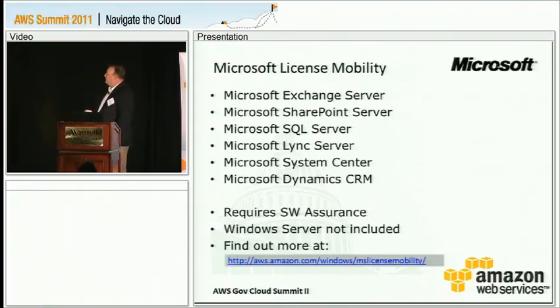In terms of licensing for the infrastructure, we have operating system licensing, and we have what's called Microsoft License Mobility. This is the idea of being able to take your existing enterprise agreement with software assurance and bring your own license to the cloud. This is something that we've worked out for Microsoft Exchange Server, SharePoint, SQL Server, so most of the enterprise products that are available there.